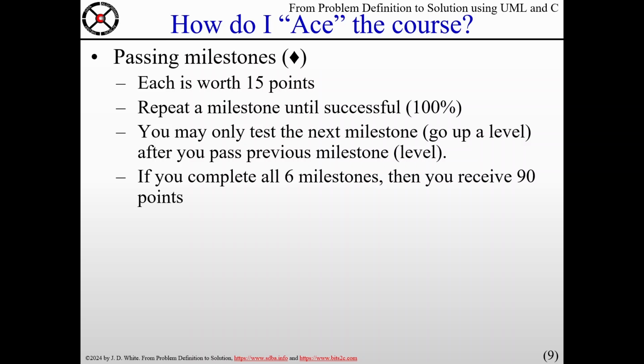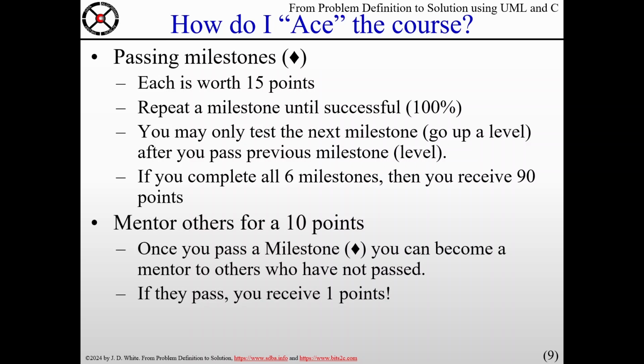So that's 90 marks maximum that way. The second way for getting marks in this course is mentoring others. 10 points. Once you pass a milestone, you have the right to teach someone else how to pass that milestone. When they pass, you get 1 additional point. So they get the 15 points for passing the milestone, you get 1 point for teaching them. You can get a maximum of 10 points by helping someone pass 10 different milestones. This would bring you up to 100 points.